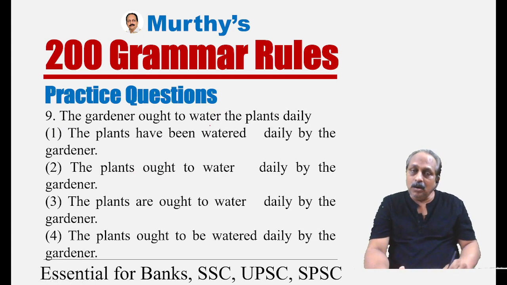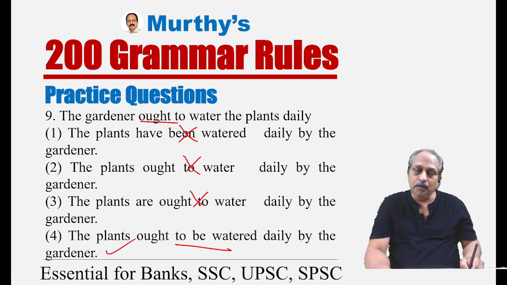The gardener ought to water the plants daily. Here we have a helping verb ought to. They all follow the same pattern. Ought to do something, ought to be done. Ought to water, ought to be watered. Where do you find to be watered? Only one option. Not correct, not correct, not correct. The gardener ought to water the plants daily. The plants ought to be watered daily by the gardener. Answer is the fourth option.